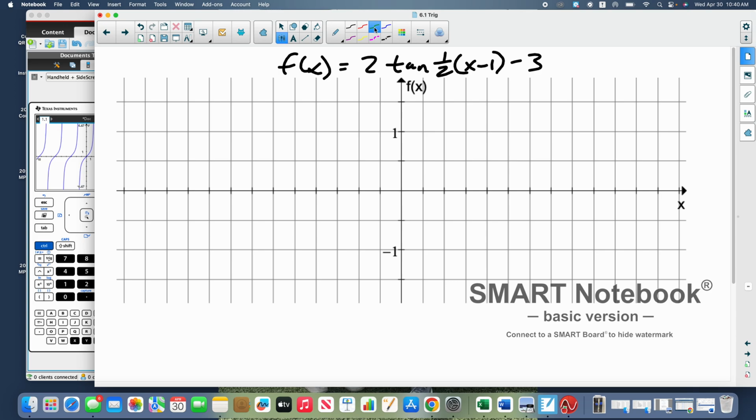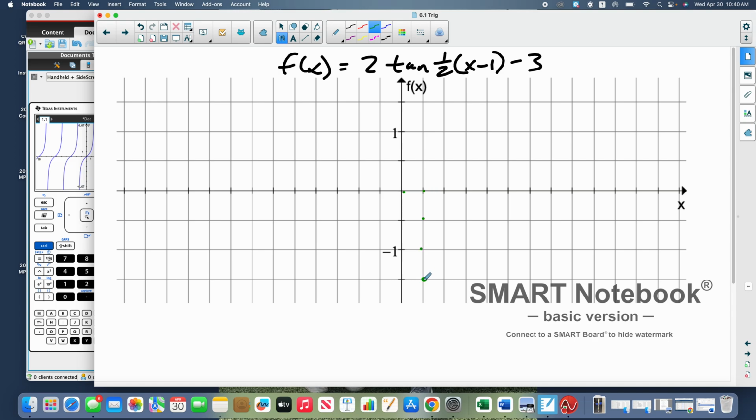So, where does a tangent graph normally start? Where do we start on that previous one? 0, 0. So it normally starts at 0, 0. So if that's the case, how is this one going to move? Right 1 and down 3. So we would move right 1 and down 3.